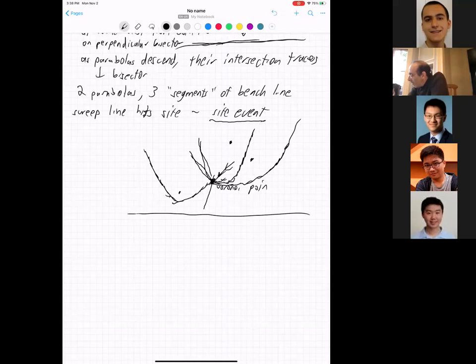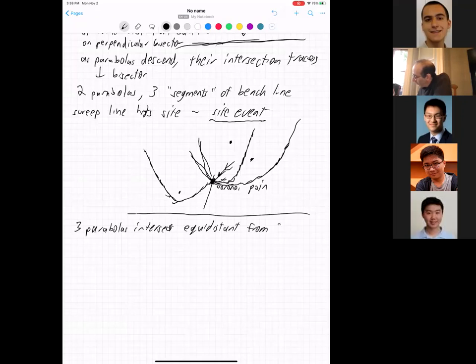So what is special about this intersection of three parabolas? Okay, so three parabolas intersect when you are equidistant from three sites, which is exactly what we talked about, you're at a Voronoi point. The intersection of three perpendicular bisectors.